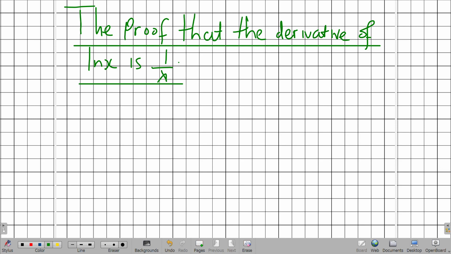Alright, I'm going to show that the derivative of natural log of x is 1 over x. So I'm basically going to show the proof that if f of x is equal to natural log of x, then f prime of x is equal to 1 over x.